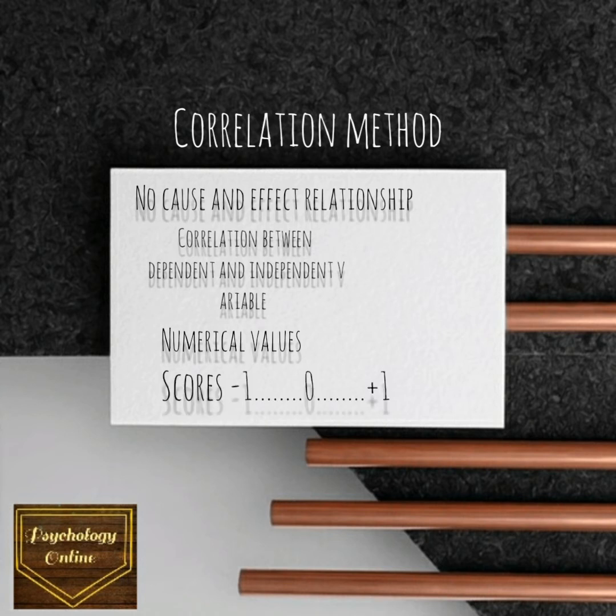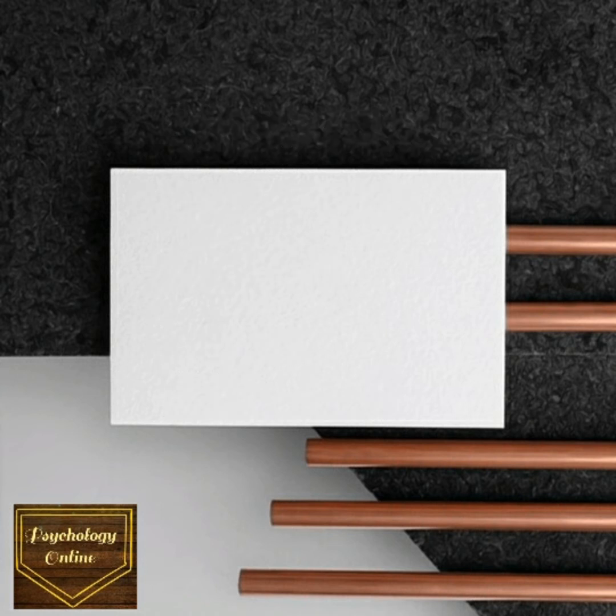We have scores from -1 to +1 in correlational method. The symbols of minus and plus are giving us the direction of correlation. When positive, we have direct correlation, and when negative, we have inverse correlation. The numbers are telling us the strength of correlation between variables. At 1, we have perfect correlation, either perfect positive correlation or perfect negative correlation. So this was all about non-experimental and experimental methods.